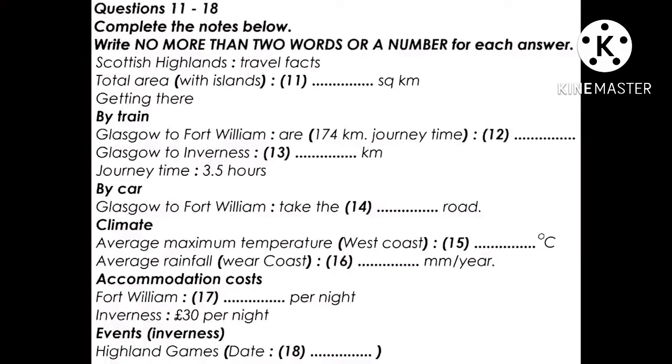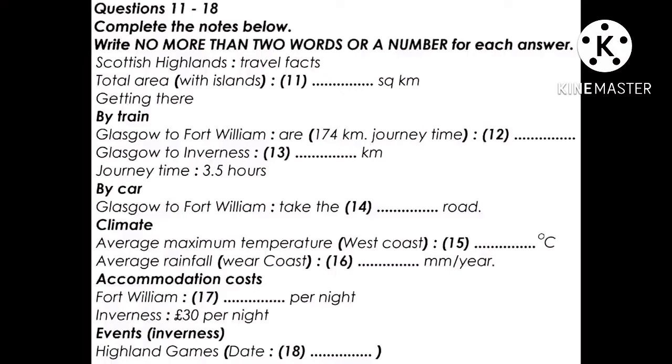You can expect it to rain a lot too, particularly in the west, where annually as much as 2,000 millimetres regularly falls, though this helps account for the rich variety of vegetation and wildlife.